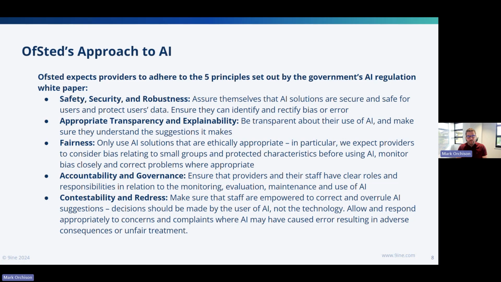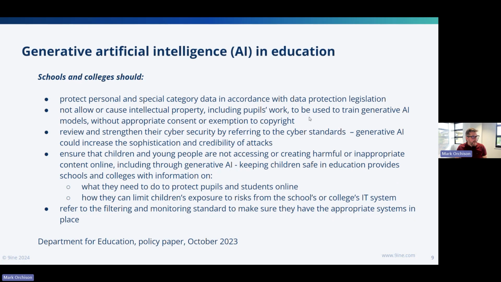They're more high level, a bit more open for interpretation. But in actual fact, there are clear things that you as schools need to be doing, and Ofsted are quite clear in terms of their expectations when it comes to inspection. This is from a policy paper from last October, so almost a year ago, from the Department for Education.